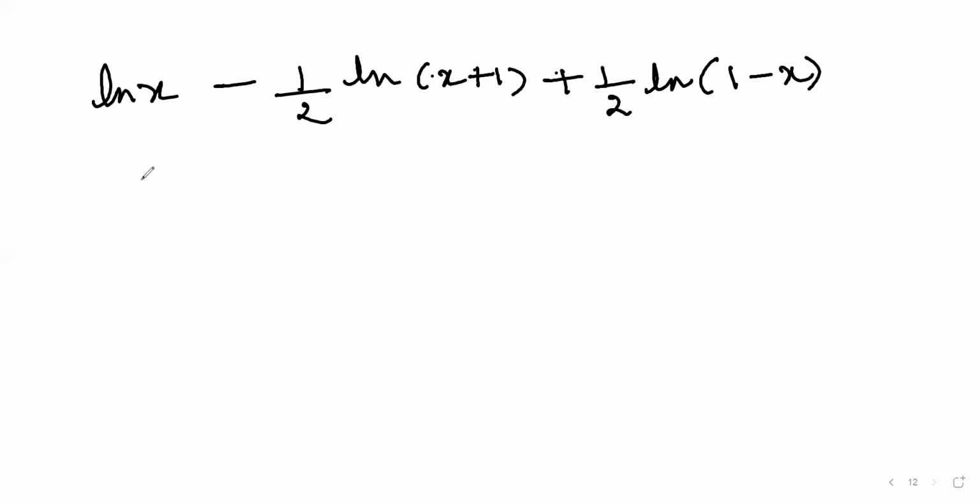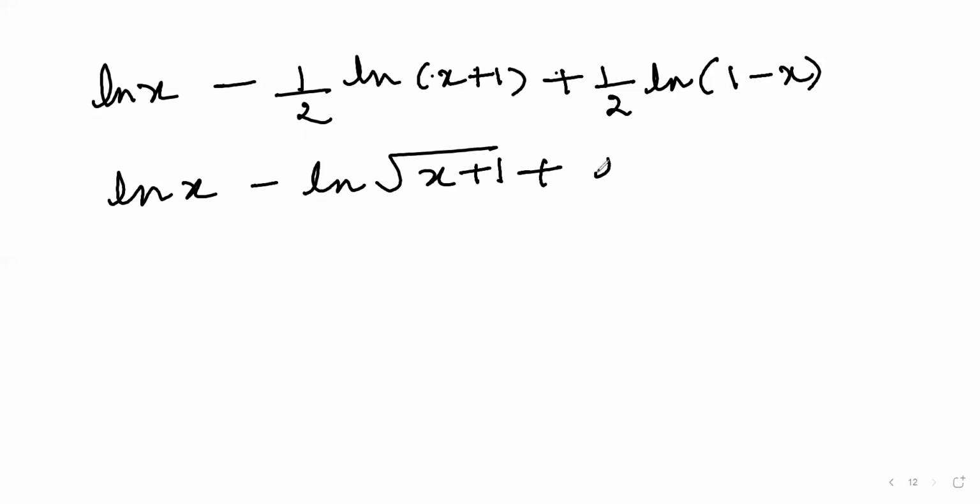So maybe we can club all this. You can say ln x minus ln of root of x plus 1, since half goes up as a power, x plus 1 to the power half is root of x plus 1, plus ln of root of 1 minus x. Now, depending on the method that you have used, you might get different values for integration. You may not get a unique result always. You need to remember that.